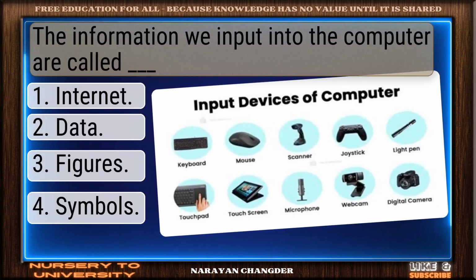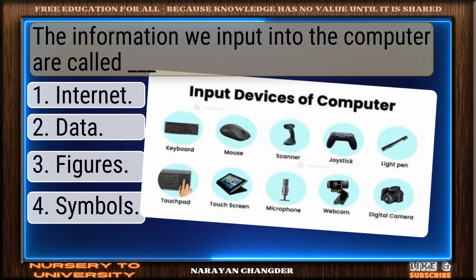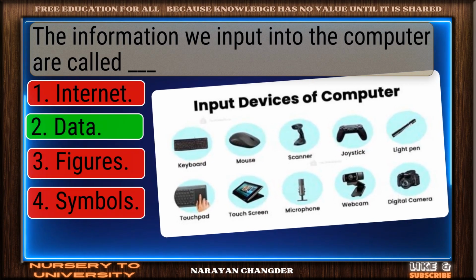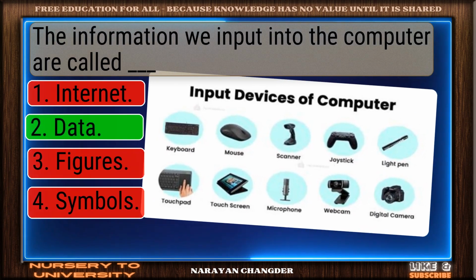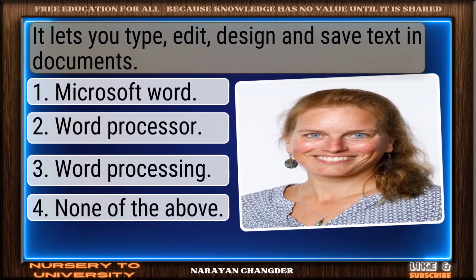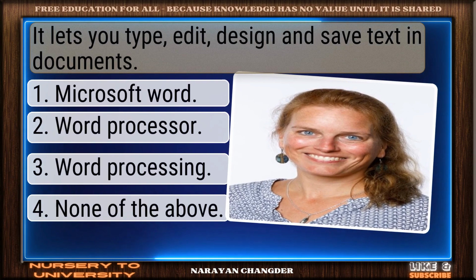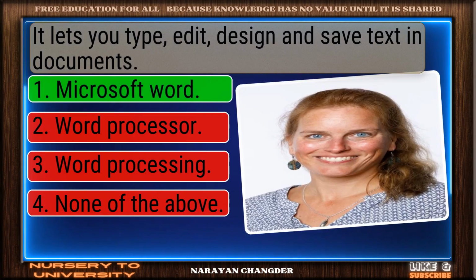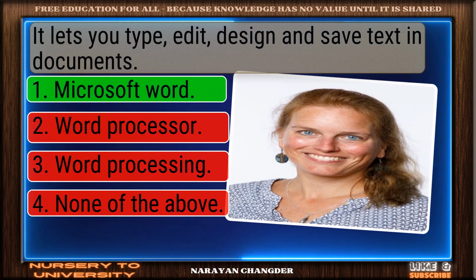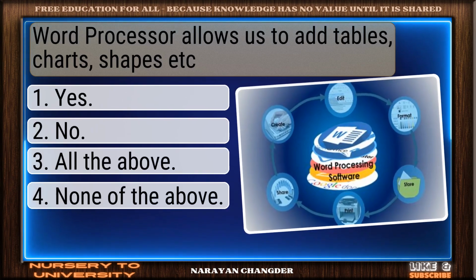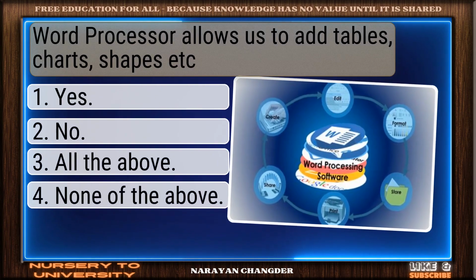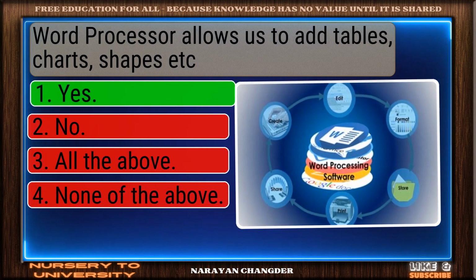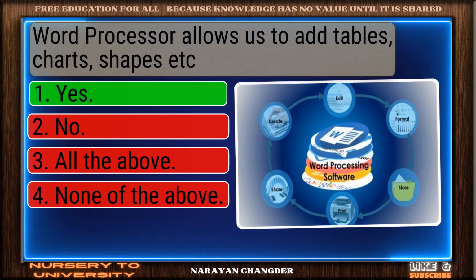The information we input into the computer are called dash. Nicely done. Data is a solid answer. It lets you type, edit, design, and save text in documents. Strong choice. Microsoft Word is the right answer. Word processor allows us to add tables, charts, shapes, etc. Yes is the right answer.